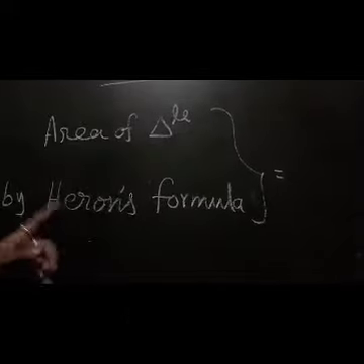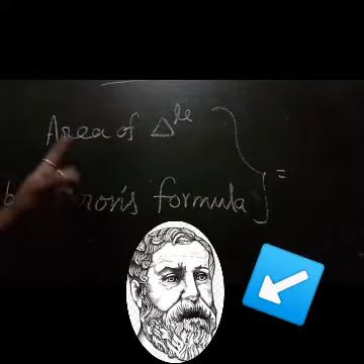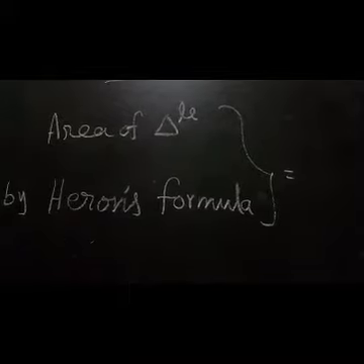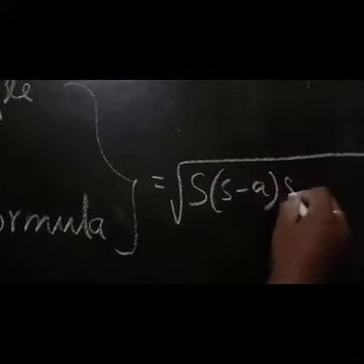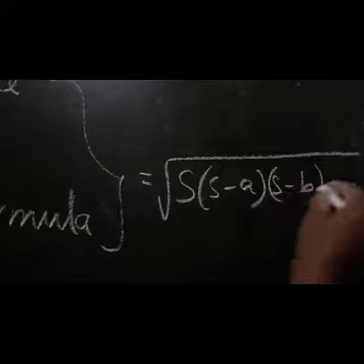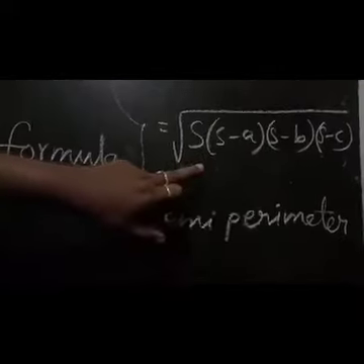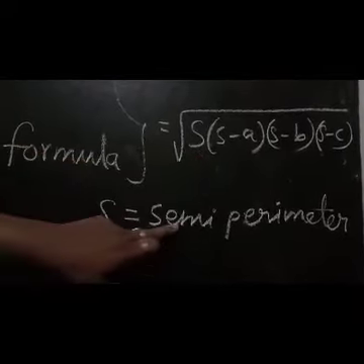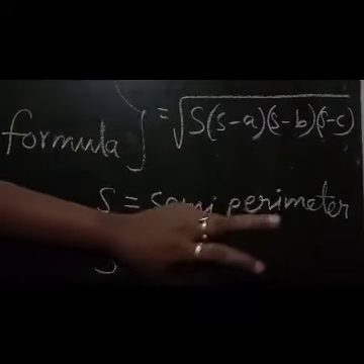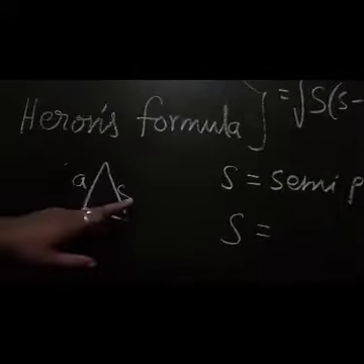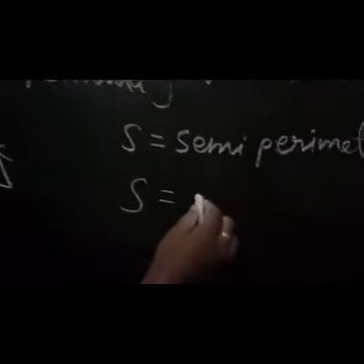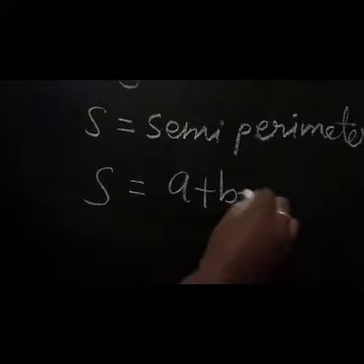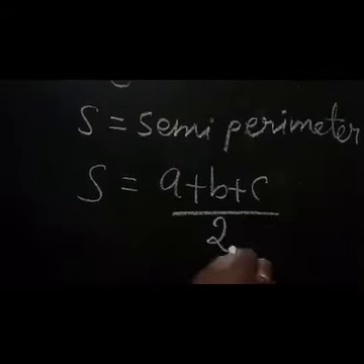But Heron has found the formula for all types of triangle: square root of s into s minus a into s minus b into s minus c. Here s is the semi-perimeter of the triangle, and a, b, c are the measurements of all the three sides. So semi-perimeter means a plus b plus c divided by 2.